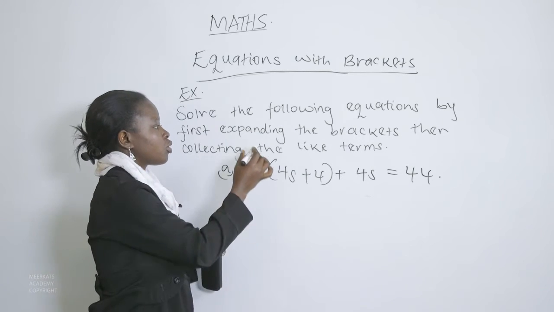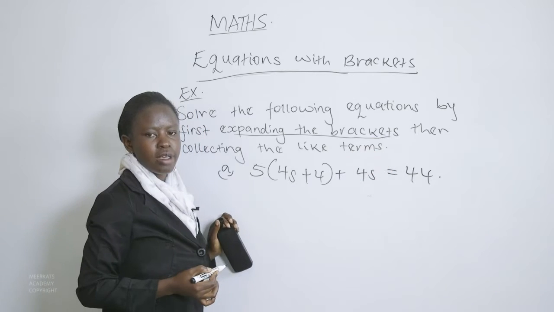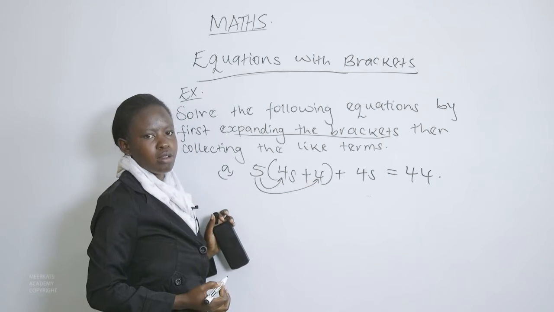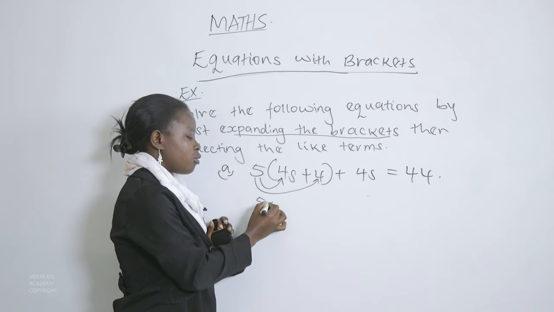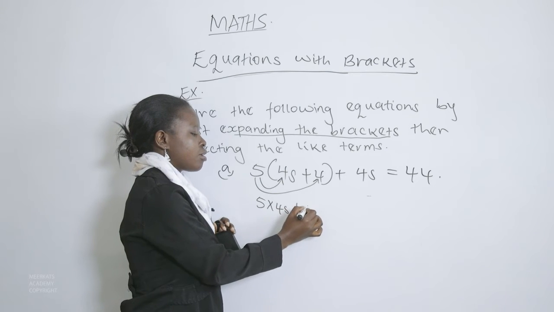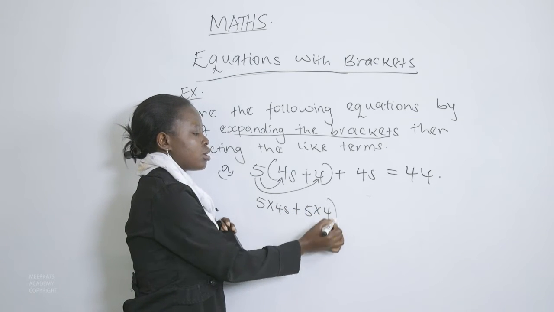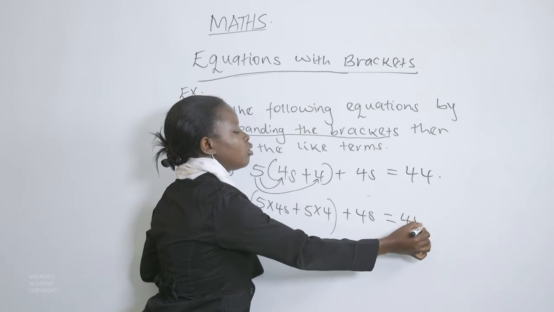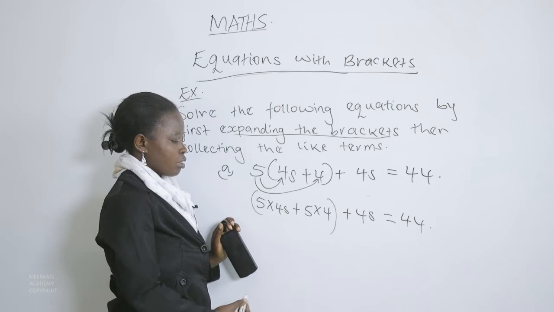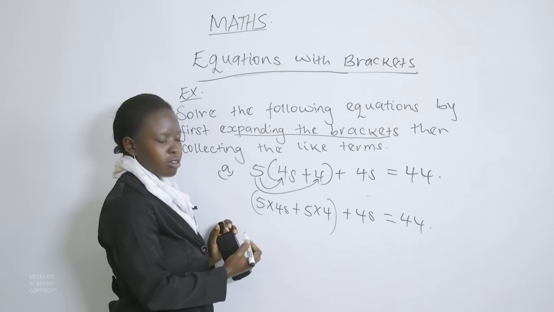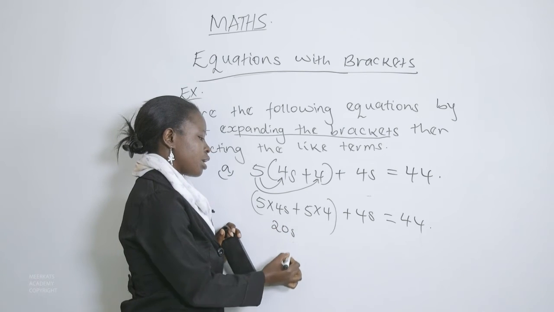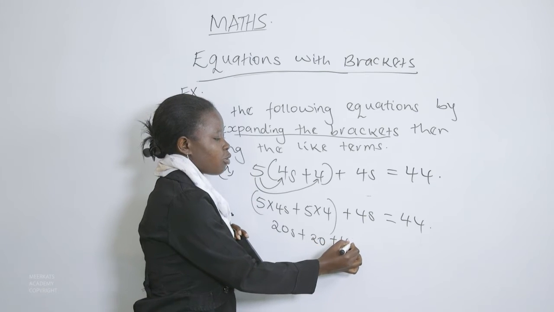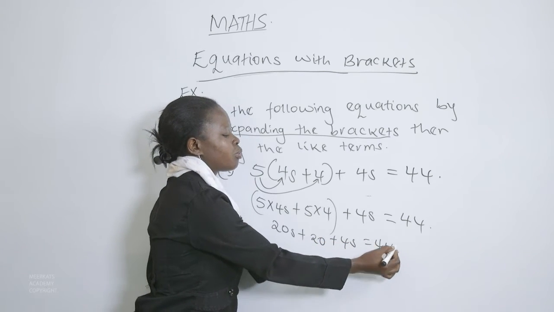The first condition is we expand the brackets. Expanding the brackets, we have 5 multiplying everything inside the bracket, so that we have 5 times 4s plus 5 times 4. Then we add 4s, which will be equal to 44. So 5 times 4s gives us 20s, plus 5 times 4 is 20. Then plus 4s is equal to 44.